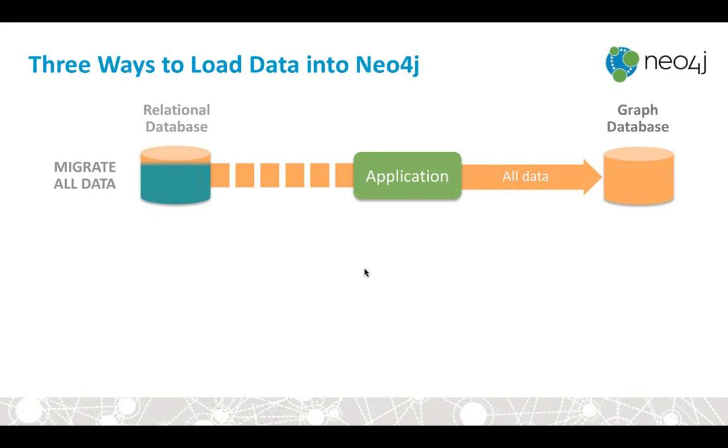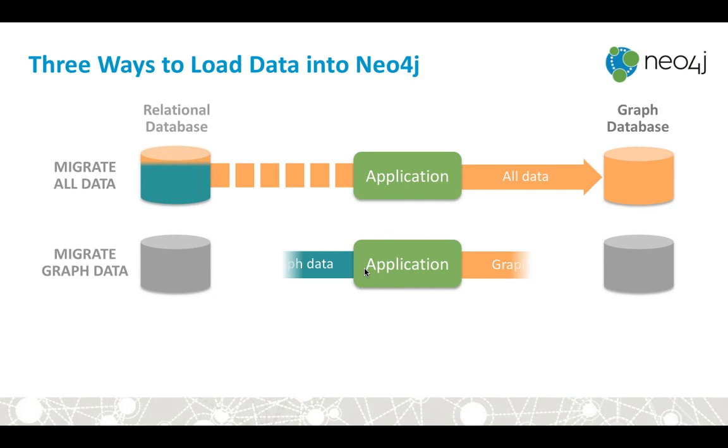So we have customers loading their data in a couple different ways. One is they're migrating all of their data from a relational database to a graph database. Sometimes this makes sense. Like I said, we have highly connected data nowadays. Much of our data has relationships at the forefront. And so if that's the case for your data, load it all into the graph database and proceed forward from there.